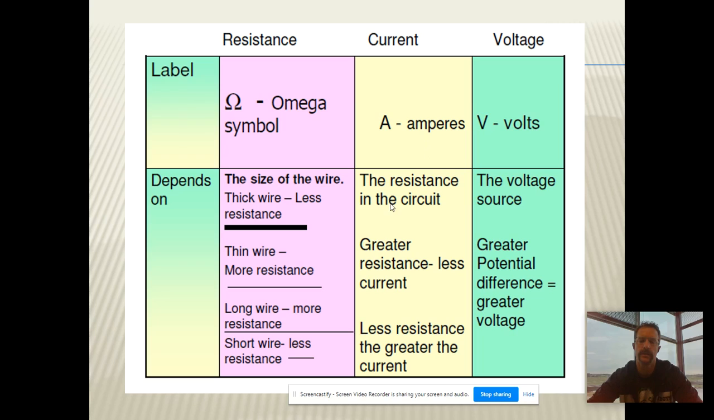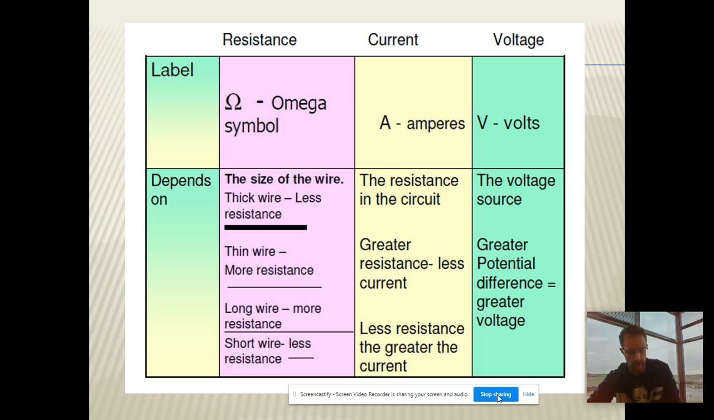So anyway, the greater the resistance, the less the current, and the more powerful the batteries, the greater the potential difference, right? So we'll do a couple examples real quick and call it a day. Oh, hang on. There were a couple other ones there. What effect does tripling resistance have on the current? That would cut it to one third.